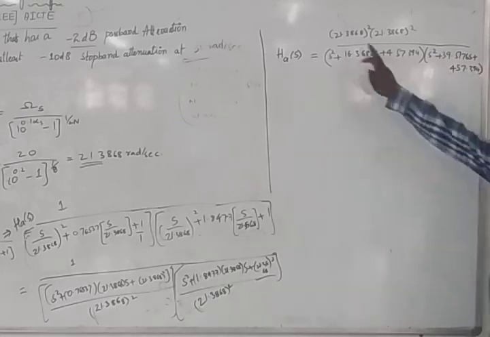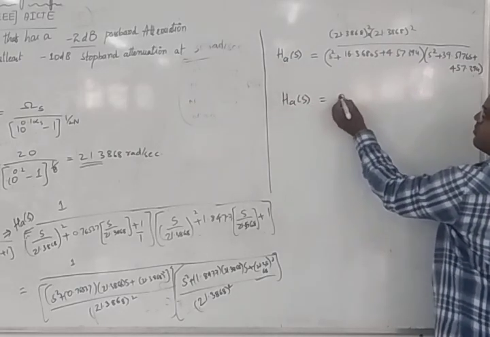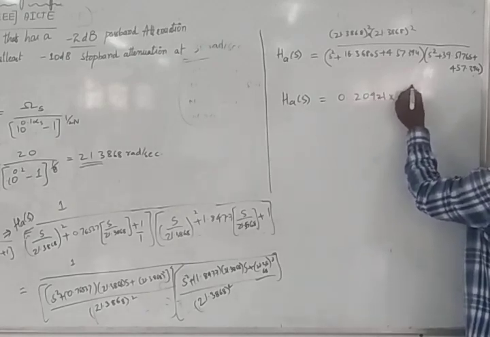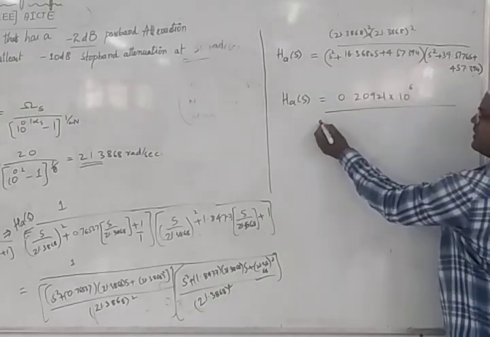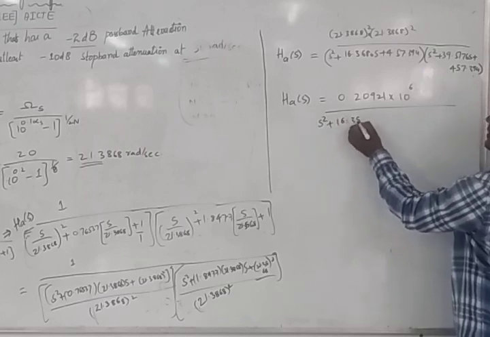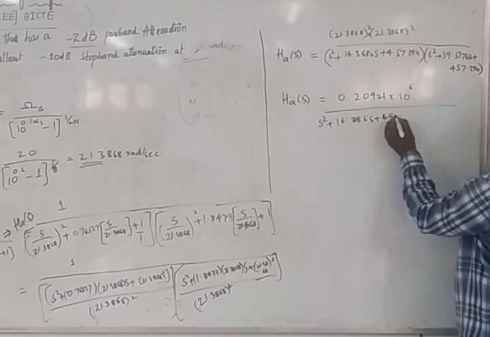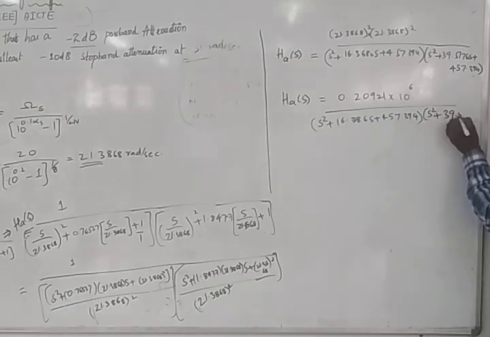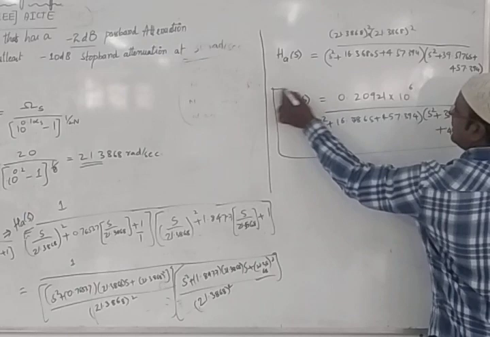Okay. So if you multiply this square into square, what will I get? I'll get HA of S equals 0.20921 into 10 power 6. This value I have put in the calculator. I found this thing divided by the same factors. What is the first factor? S square plus 16.3863686 of S plus 457.394 into S square plus 39.5176 of S plus 457.394. This is the actual transfer function by taking the critical frequency.